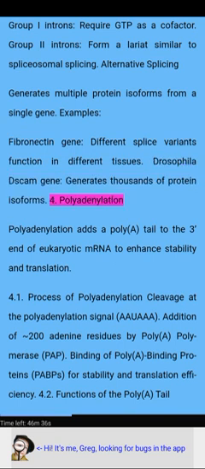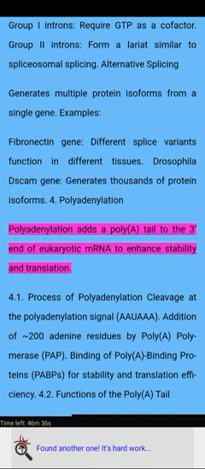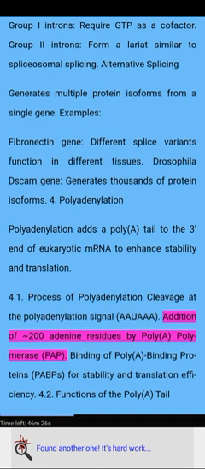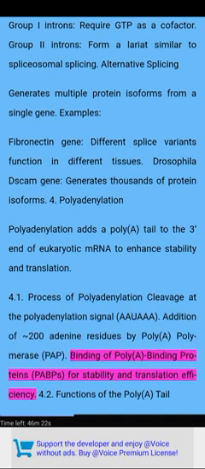4. Polyadenylation. Polyadenylation adds a poly-A tail to the 3' end of eukaryotic mRNA to enhance stability and translation. 4.1. Process of polyadenylation: cleavage at the polyadenylation signal AAUAAA; addition of approximately 200 adenine residues by poly-A polymerase (PAP); binding of poly-A binding proteins (PABPs) for stability and translation efficiency.